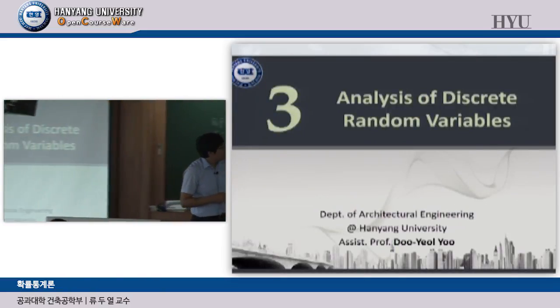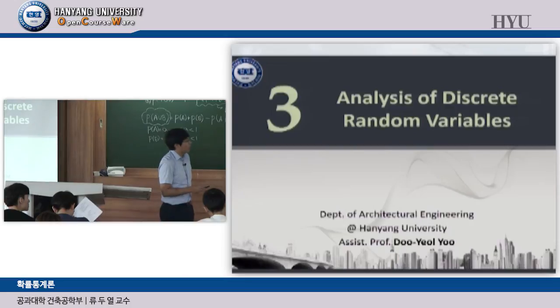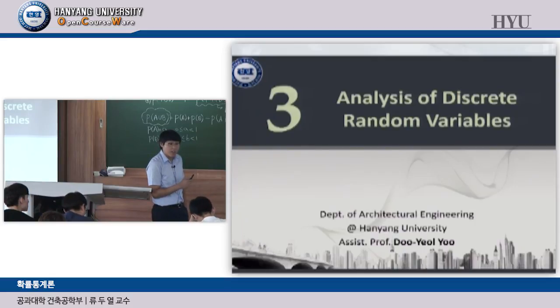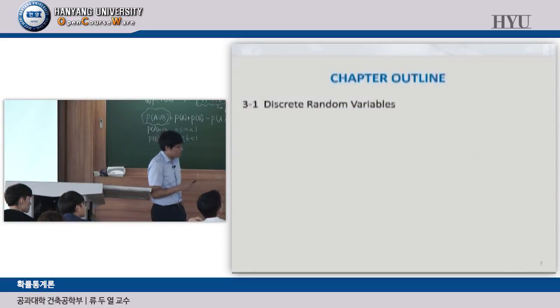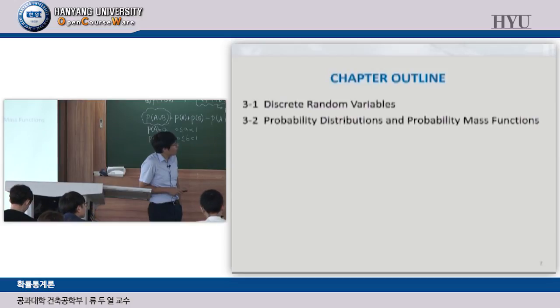So today, we are going to learn about the analysis of discrete random variables first. And this is chapter 3. And this is the chapter outline. First, we're going to learn what a discrete random variable is. Secondly, we are going to learn about the probability distribution, which is called 확률 분포 in Korean, and the probability mass function, which is called 확률 질량 함수.